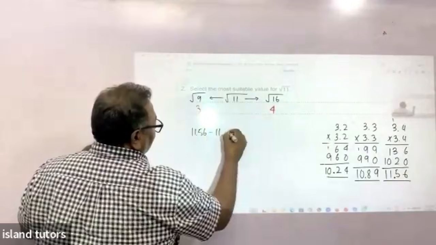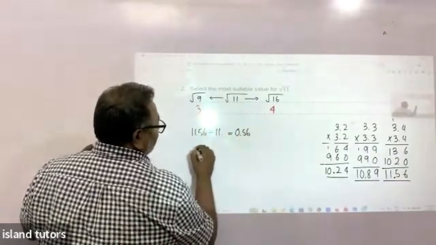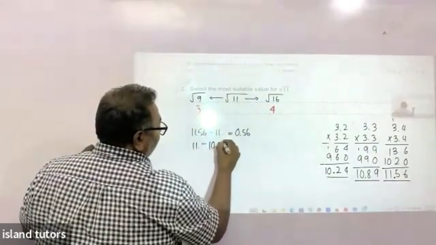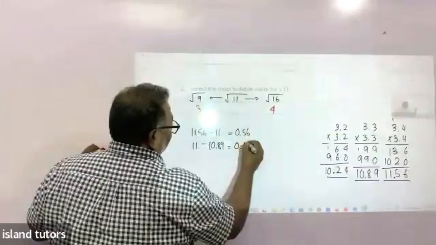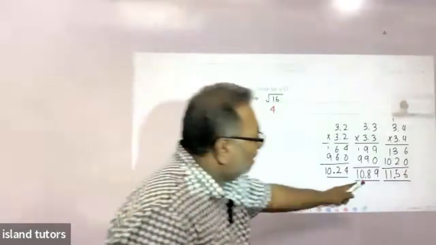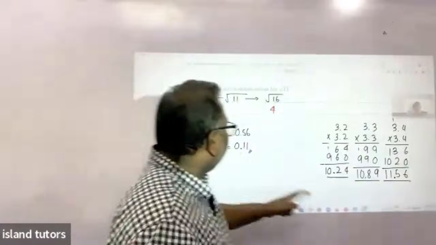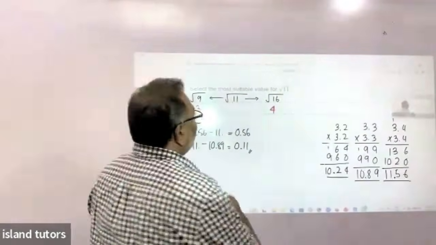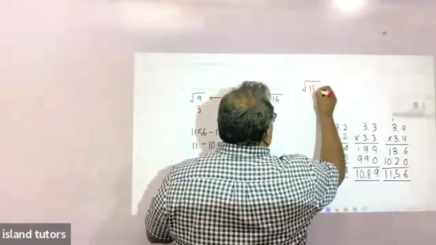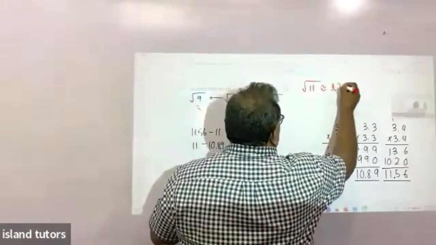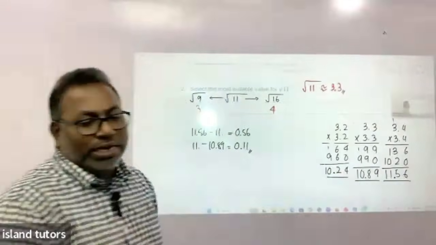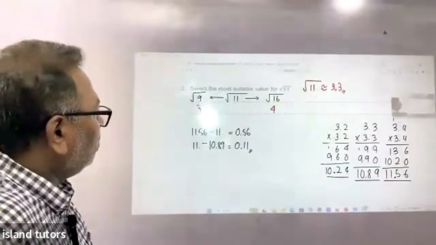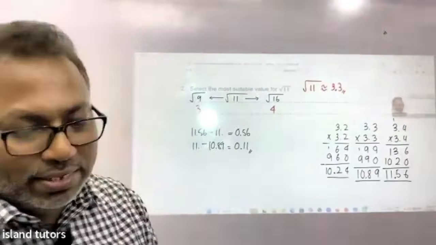11.56 minus 11 is 0.56. Then 11 minus 10.89 is 0.11. So then this is closer, isn't it? 10.89 is closer to the 11. So therefore, square root of 11 is approximately 3.3. Okay, right? So you have to do the calculation and see.